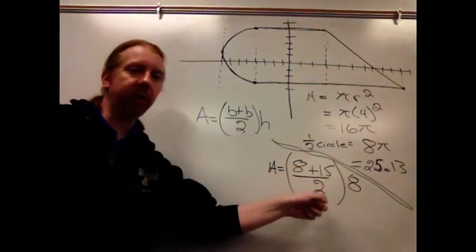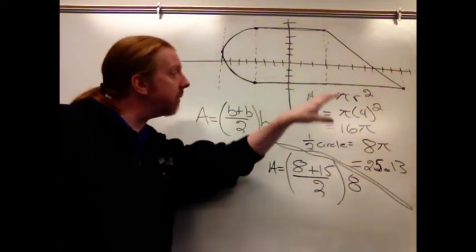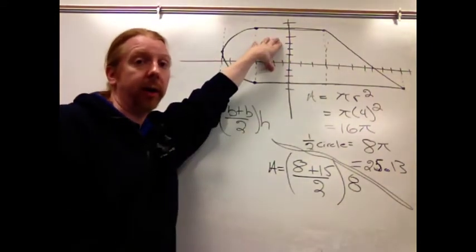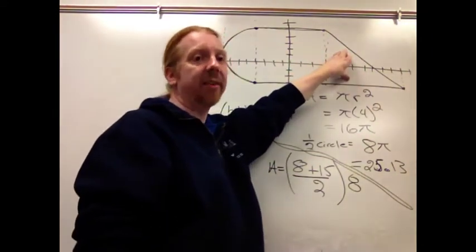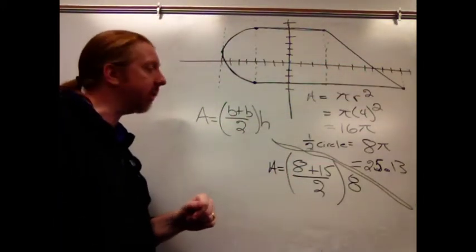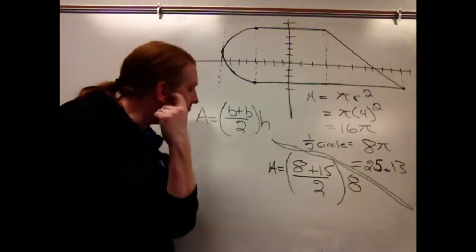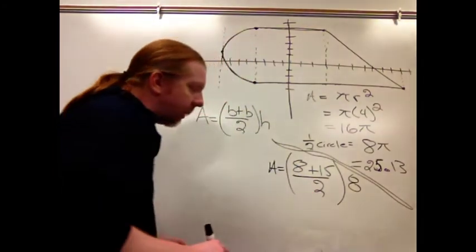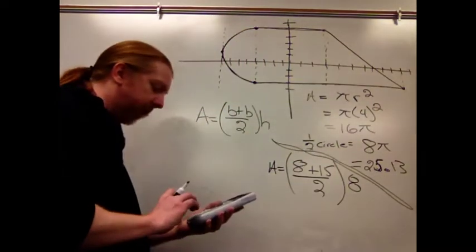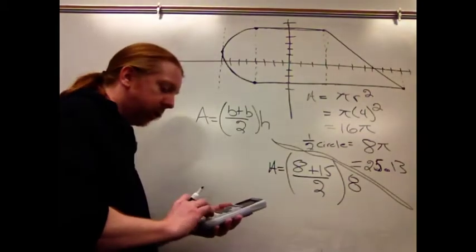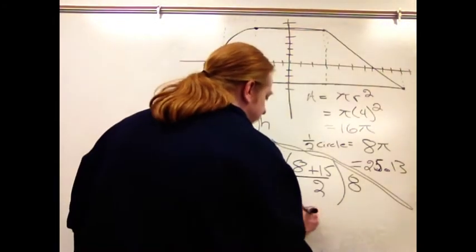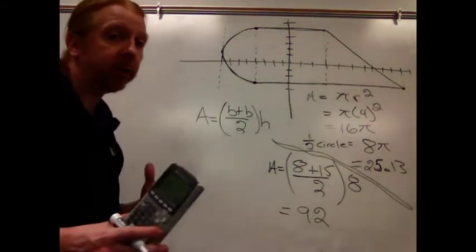So 8 plus 15 divided by 2 times the height of 8 will give me the area of this whole trapezoid. I could also go 8 by 8, that's this square, half 8 by 7, that's this triangle over here, and use that to get me the composite area for the whole figure. Now I can run this all through: 8 and 15 puts me at 23, divided by 2, multiply that by 8. Again, answer of 92. Now that's going to be in square units.